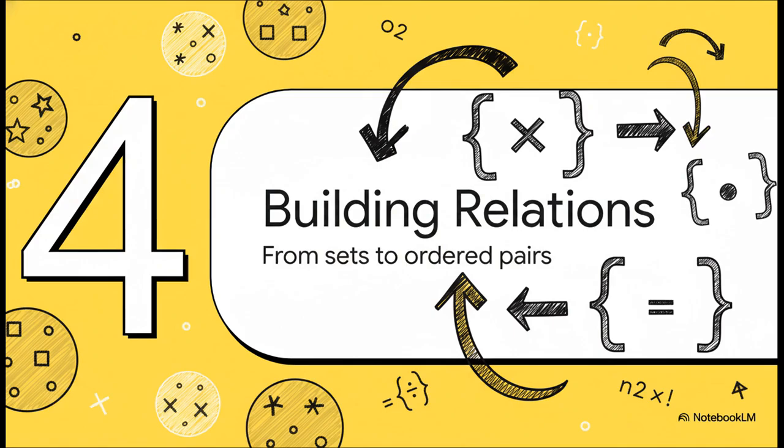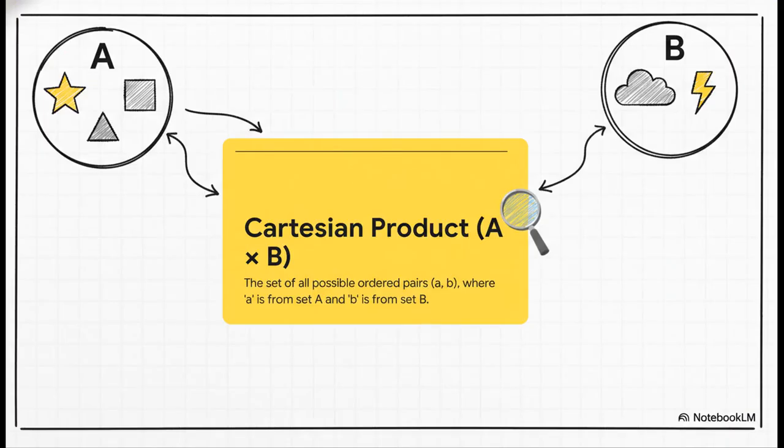So far, we've just been looking at collections of individual items. But what if we want to start connecting them? Well, in Section 4, we're going to make that leap, moving from simple sets to what are called ordered pairs. And the main tool we use for this is the Cartesian product. I know, it sounds super fancy, but the idea is actually really simple. You take 2 sets, A and B, and you just create a new set that contains every single possible ordered pair you can make, where the first element comes from A and the second one comes from B. This gives us the entire universe of all possible connections between those 2 sets.